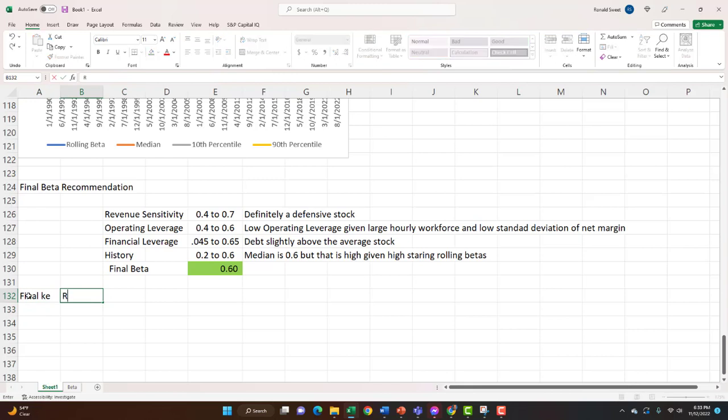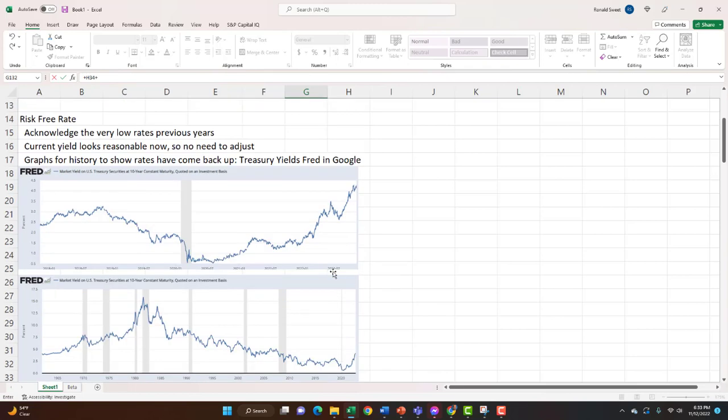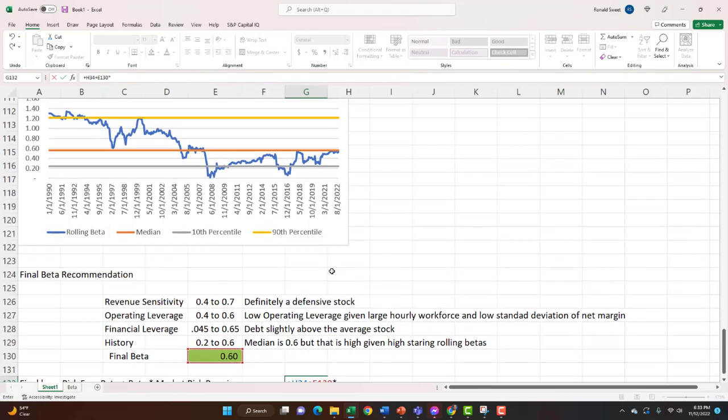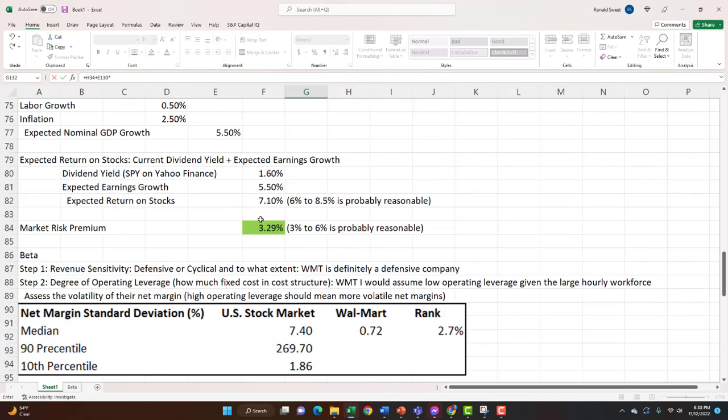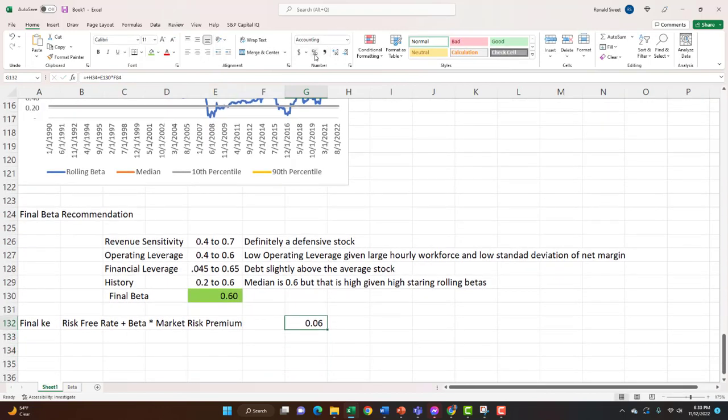So it's going to be the risk-free rate plus beta times the market risk premium. And so for that, my risk-free rate plus, where's my risk-free rate? Right there, 3.81. That plus my beta times my market risk premium. Where's my market risk premium? Right there. That gives me a discount rate for Walmart of 5.78%.